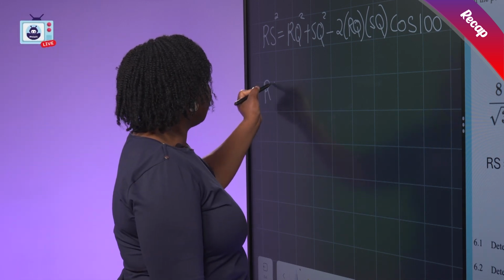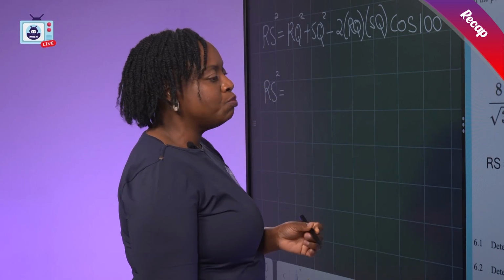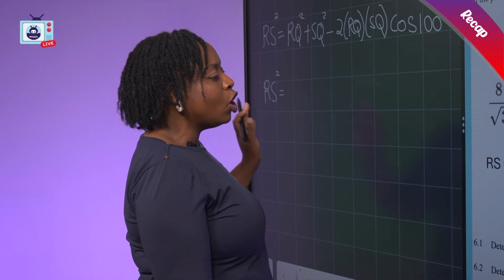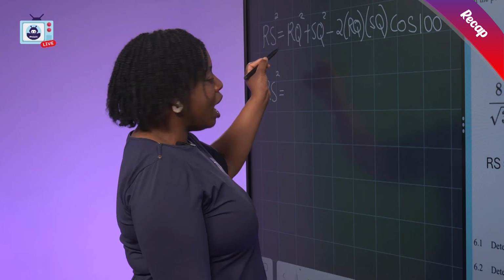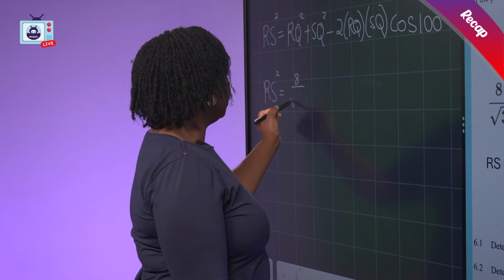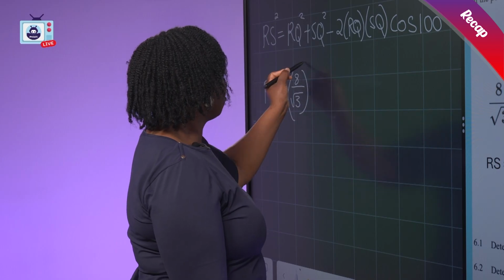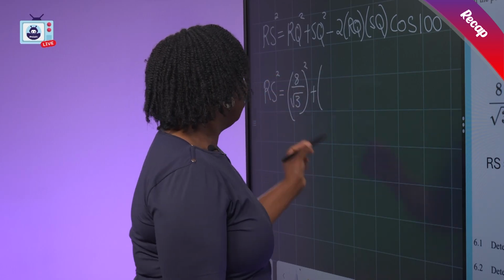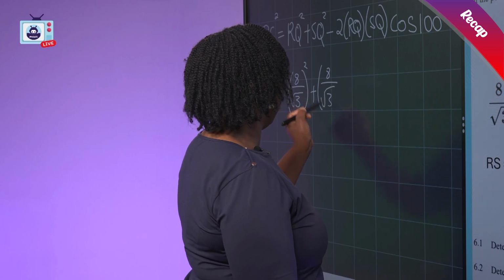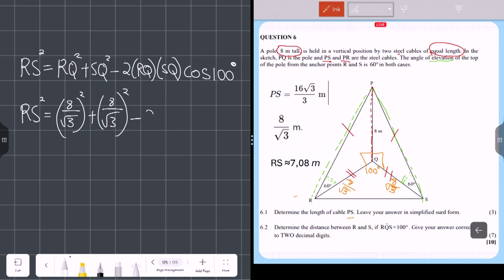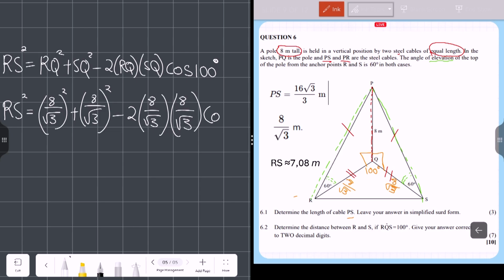Since we are looking for RS squared, when we substitute, just make sure that you don't make a mistake. Substitute all of them and then use your calculator. So RQ is 8 divided by the square root of 3, but this has to be squared. Also, SQ is 8 divided by the square root of 3, also squared, minus 2. Then we multiply by 8 divided by root 3, also multiplied by 8 divided by root 3. Then we multiply that all by cos of 100 degrees.